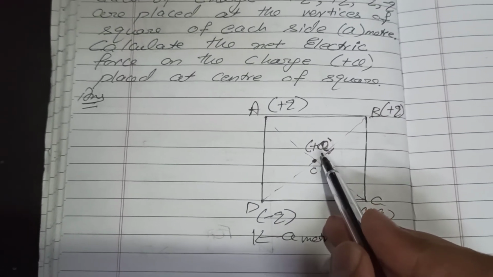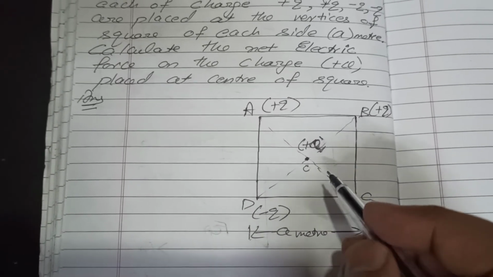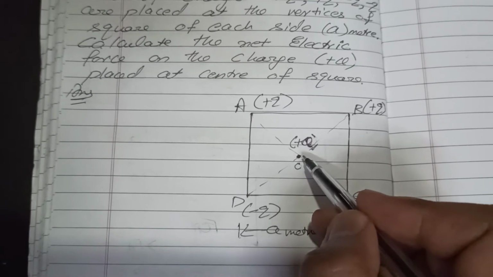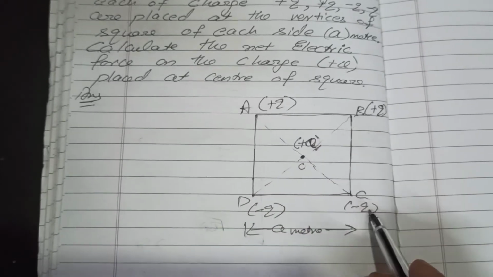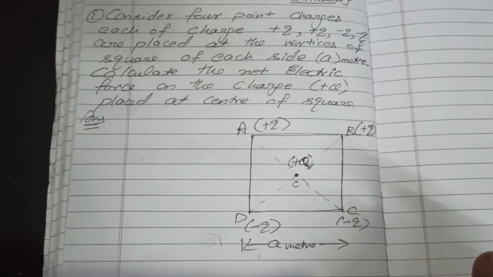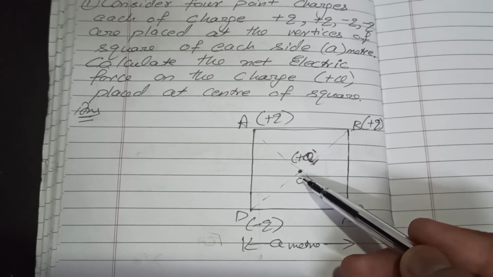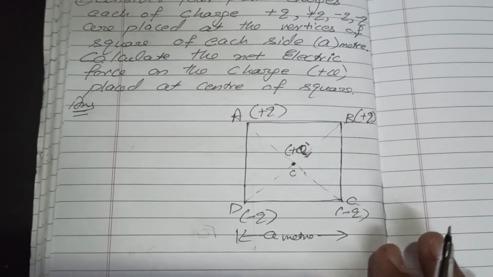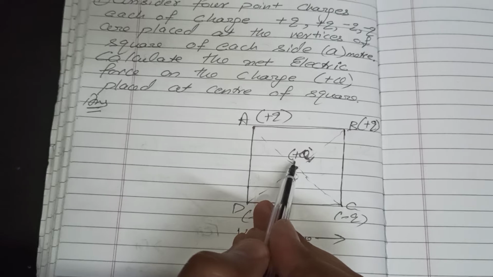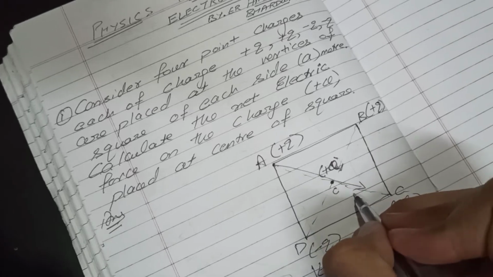This is capital plus Q charge and these are small q. So we have to find the force on this charge at point O. This is considered as a test charge and these all are source charges. So we will use the superposition principle. First of all, we will calculate the different forces on this charge plus Q due to all other charges. Here the charge A is plus, and charge Q is plus, so it will apply a repulsive force. This is FA.